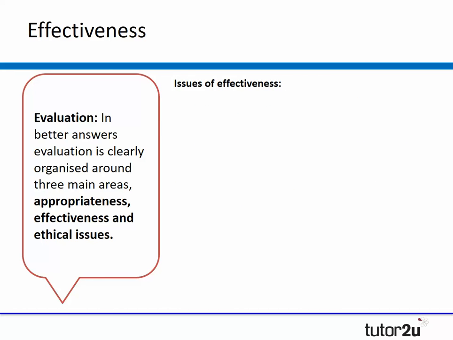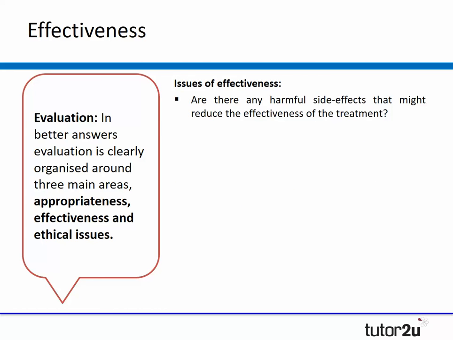Last but not least, in terms of effectiveness, you can come back to your side effect point and say, well, if there are side effects, could that reduce the effectiveness of the treatment? For example, if someone's having horrendous side effects with their antipsychotic drugs, that might make them stop taking the drugs and therefore they relapse, making the treatment ineffective. How can we measure the effectiveness of different treatments?